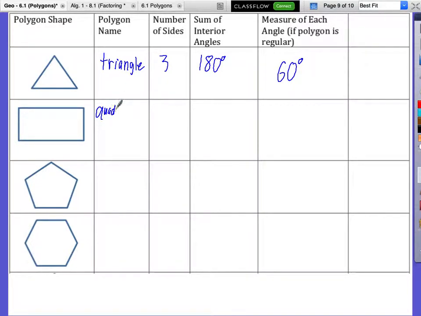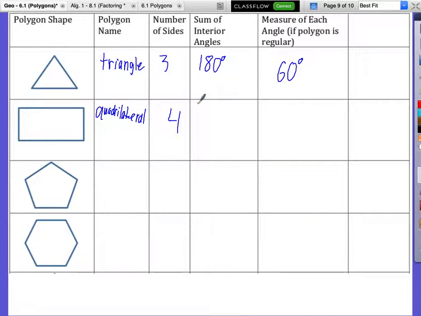How many sides does it have? 4. What was the sum of, Tyler, what did you get for your sum of interior angles? 90. Try that again. Your sum. That means adding them together. Oh. So times 4, which is 30.